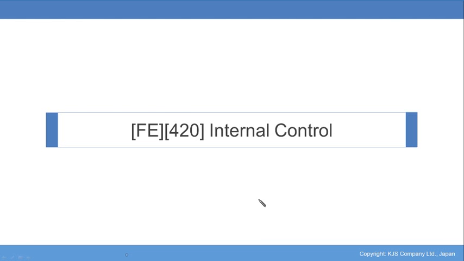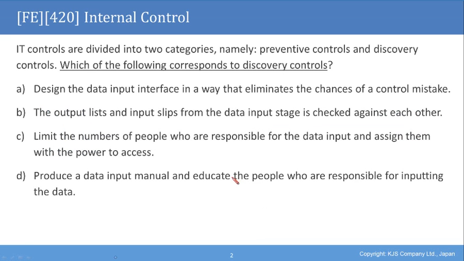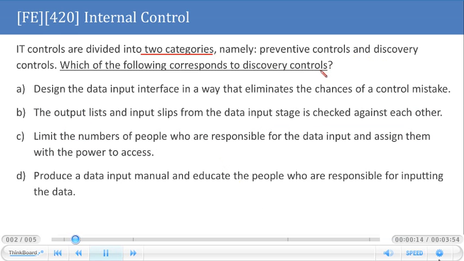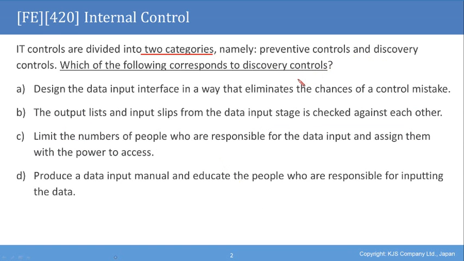Internal control. IT controls are divided into two categories, namely preventive controls and discovery controls. Which of the following corresponds to discovery controls?